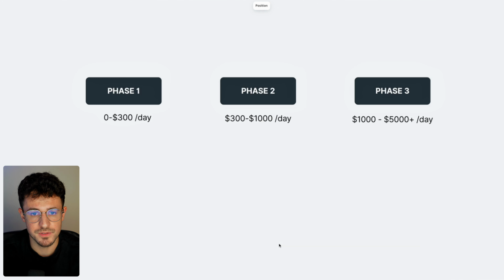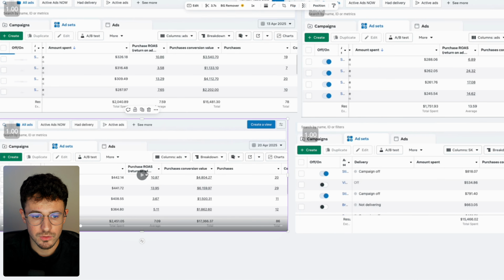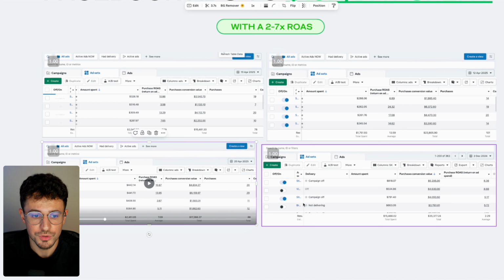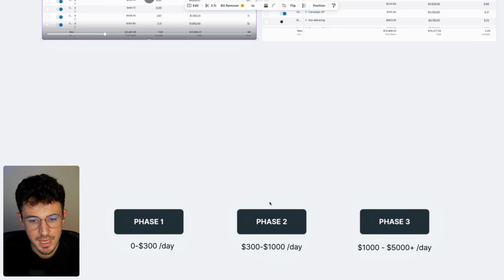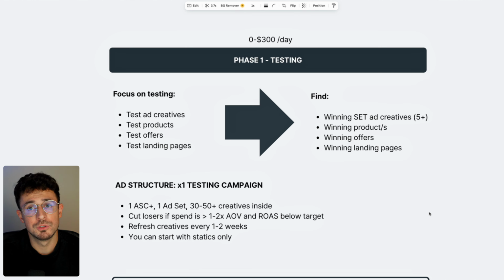Some of the results that you've seen here, like for instance this one, 2.5K a day, 7x on the ad spend, is done just with static ads. So you can definitely go this far with static ads. And yeah, you don't have to worry about it. Static ads allow you to test much faster different concepts, angles, products, landing pages and everything.